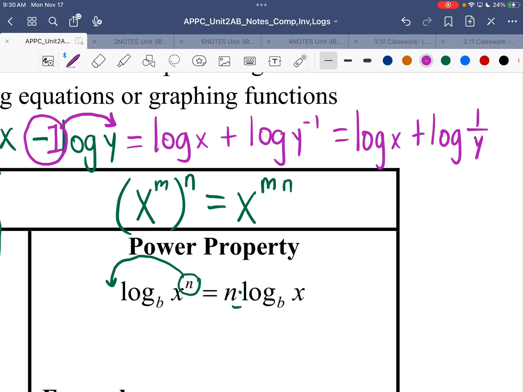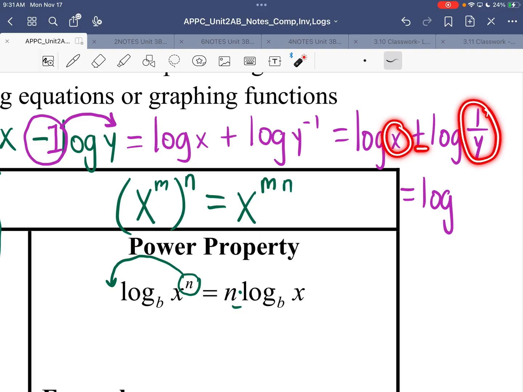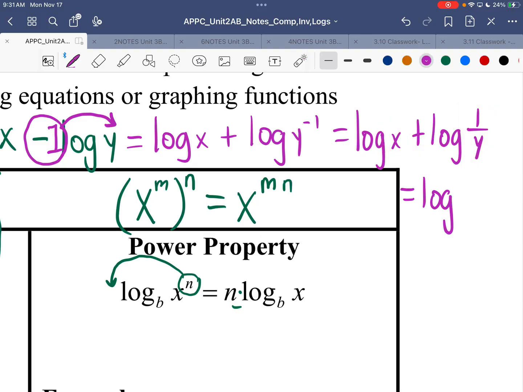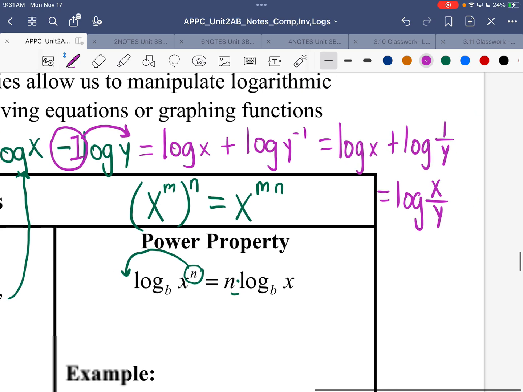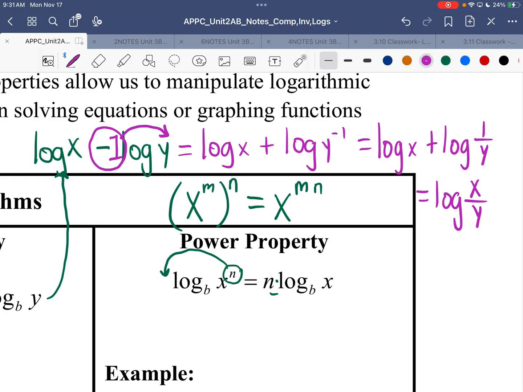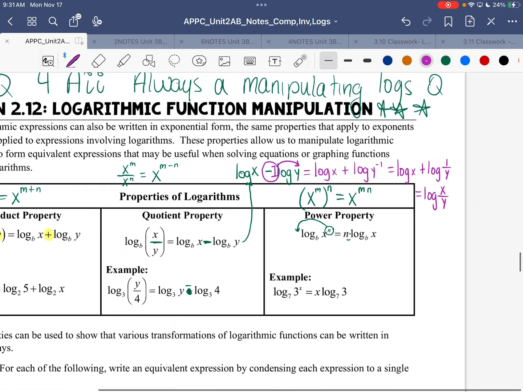Now, how can I condense? I have log x plus log of 1 over y. I want one log. What operation has to be happening between x and 1 over y? Multiplication. So you're going to have x times 1 over y, which we could write as x over y. It's way longer to do it that way. That's why someone came up with the quotient property. But the quotient property is doing the power property and then the multiplication property.